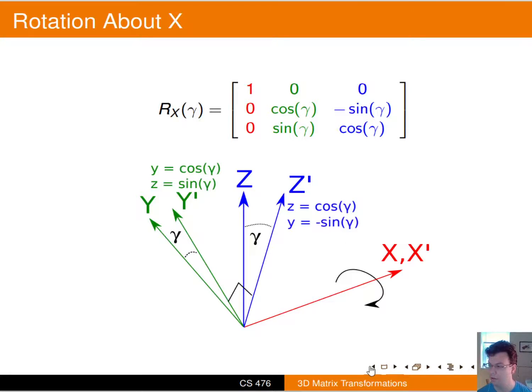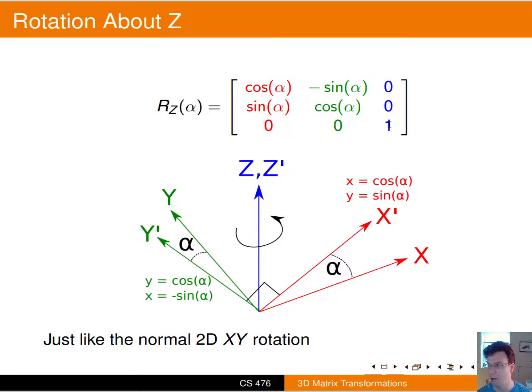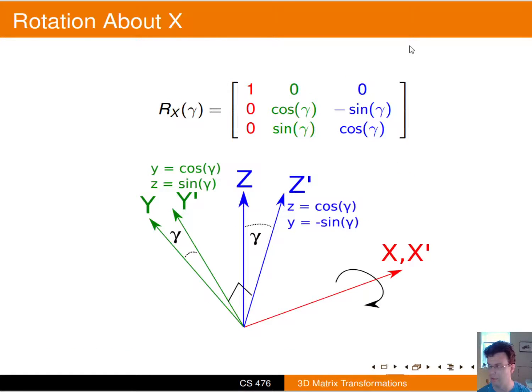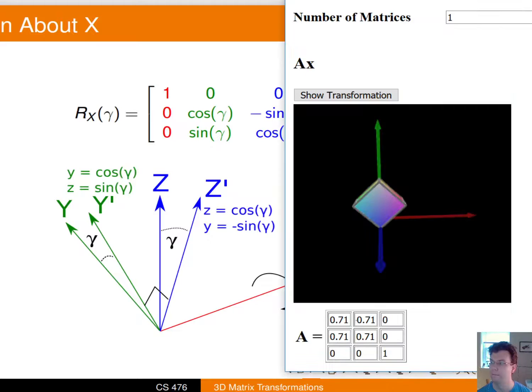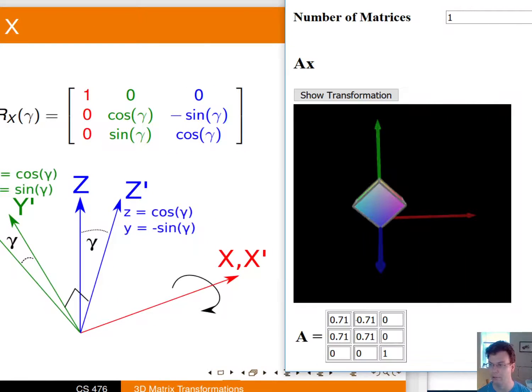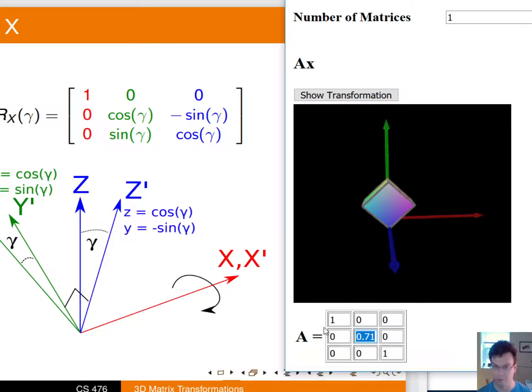So these look pretty similar. It's just where do you put the 1? Here the z stays fixed, here the x stays fixed. So let me go and try that out now. I have to change this. So now I have a 1, 0, 0 here. But now I'm going to put the cosine 0.71, negative sine, sine, cosine.